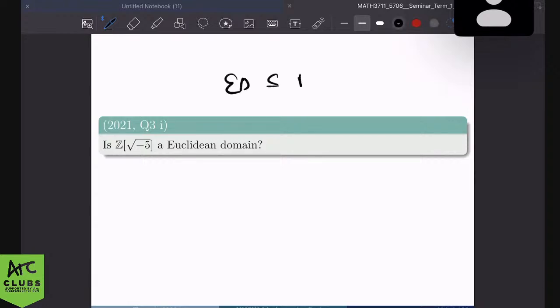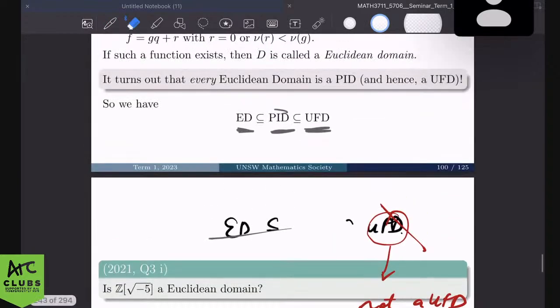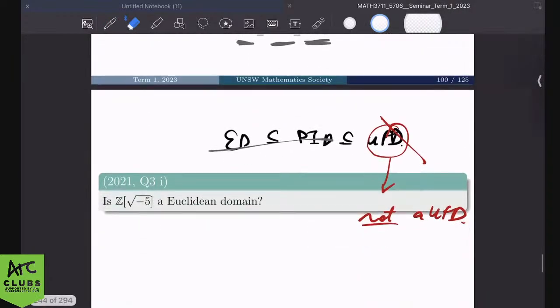ED, subset of PID, subset of UFD. We already showed from before that it's not a UFD. And that actually implies that if it's not a UFD, it can't be any of these, right? Because UFD is weaker than these two, right? So that's really all you need to do. It's actually really hard to show by itself that a number is not Euclidean. Generally, you'll need to show it's either not a PID or it's not a UFD, sorry. And then you can show it's not an ED, okay?